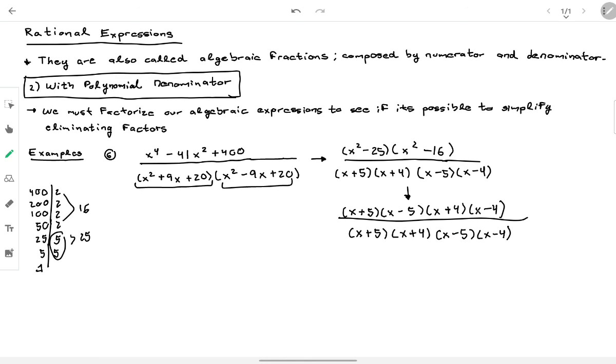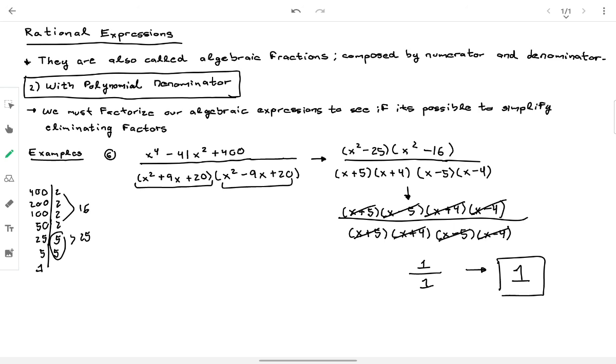So what will happen? x minus 4 with x minus 4, x plus 4 with x plus 4, x minus 5 and x plus 5 all cancel. So it's going to be 1 divided by 1. So it's going to be 1. Remember, if we eliminate every term we have, it's not going to be 0, it's going to be 1.